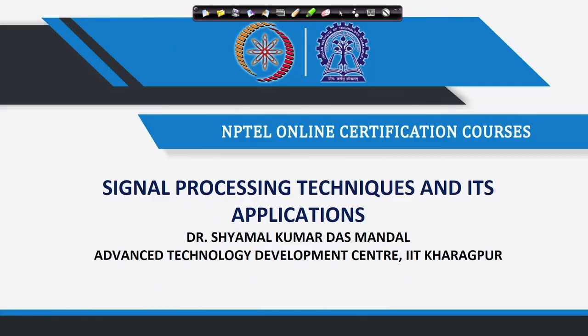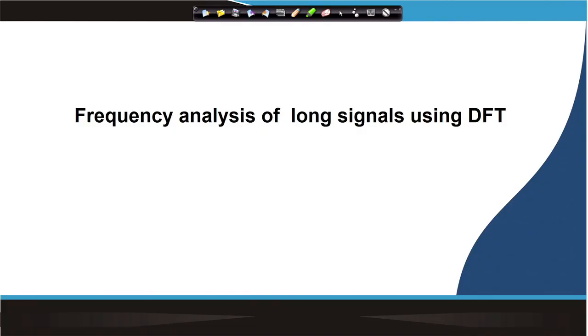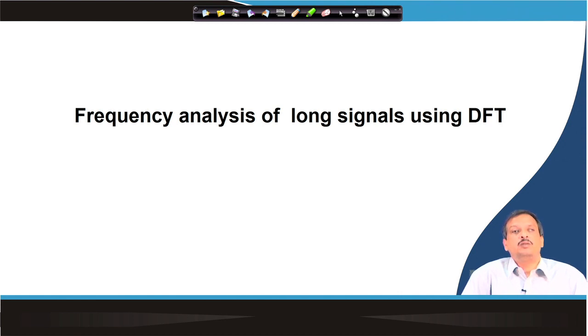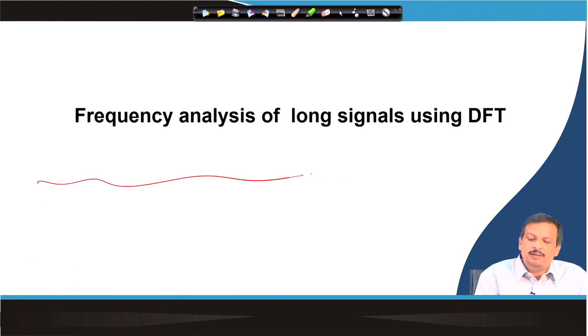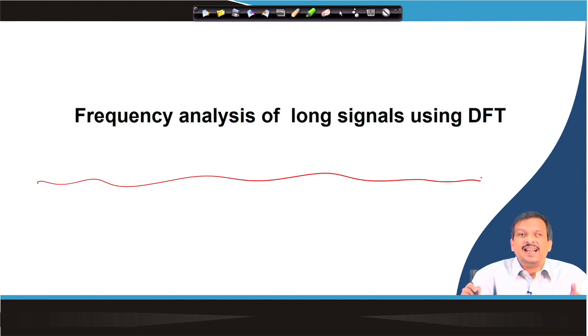Okay, so last lecture we talked about DCT, and then we talked about the long data analysis. Today we talk about the frequency analysis of a long signal using discrete Fourier transform. What we want to discuss is, if my signal is very long, how can I analyze it using discrete Fourier transform? Let us say I have a signal whose length is infinite. If I take the entire signal, the length of the DFT will be huge.